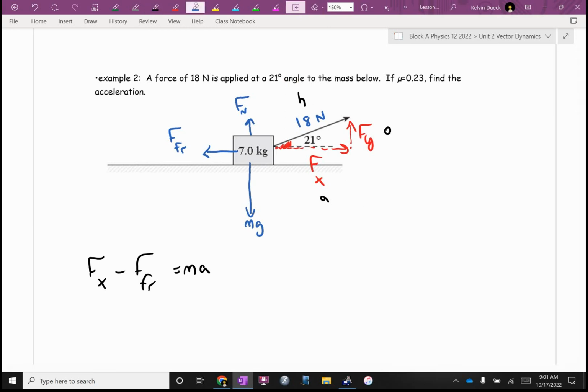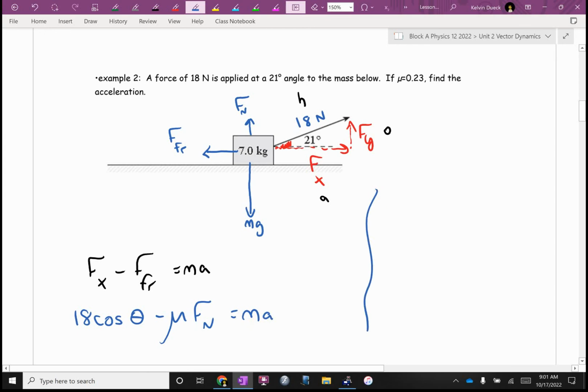So, it's going to be 18 cos theta. I'll put the 21 in later. Minus, friction is what times what, Nick, my friend? That equals MA. Problem, I don't know the normal force. And this is tough enough, Nick. I'm going to do the normal force over here.